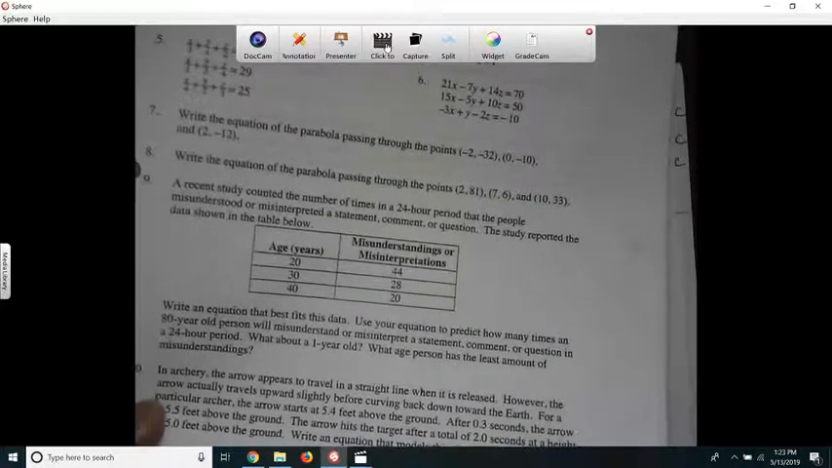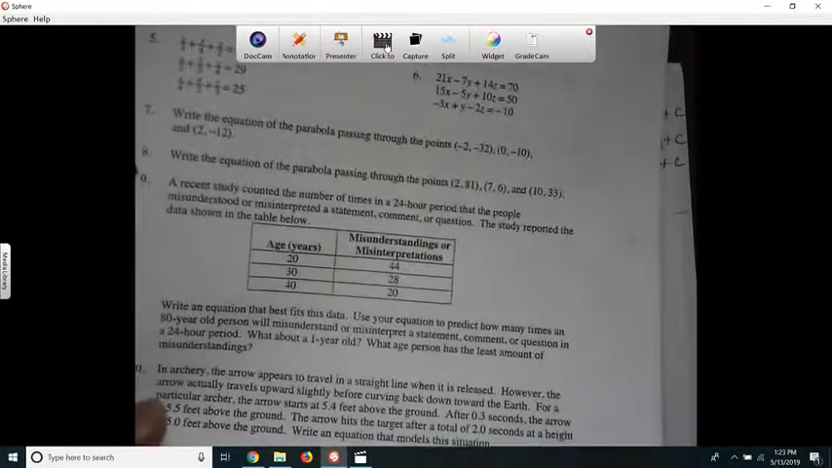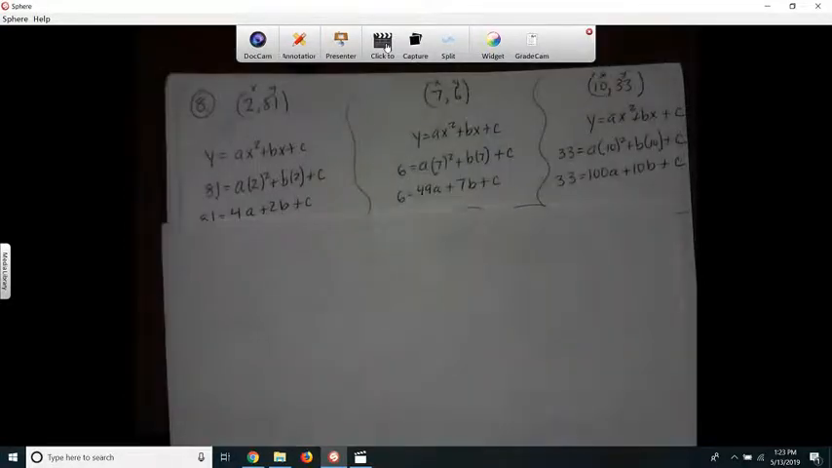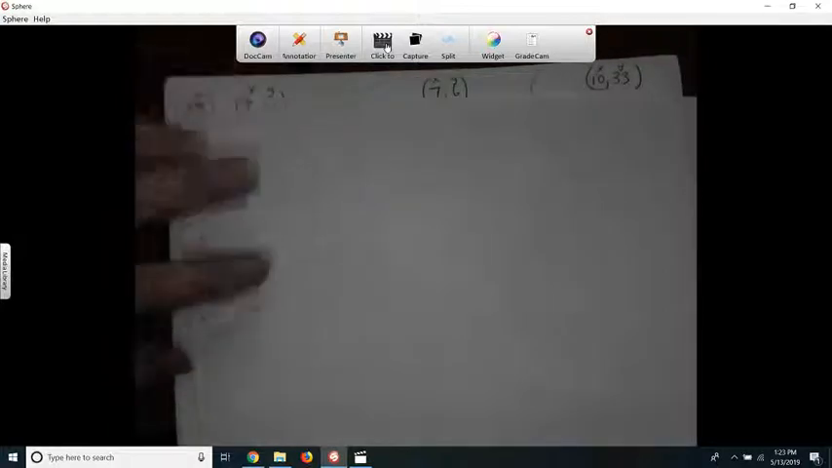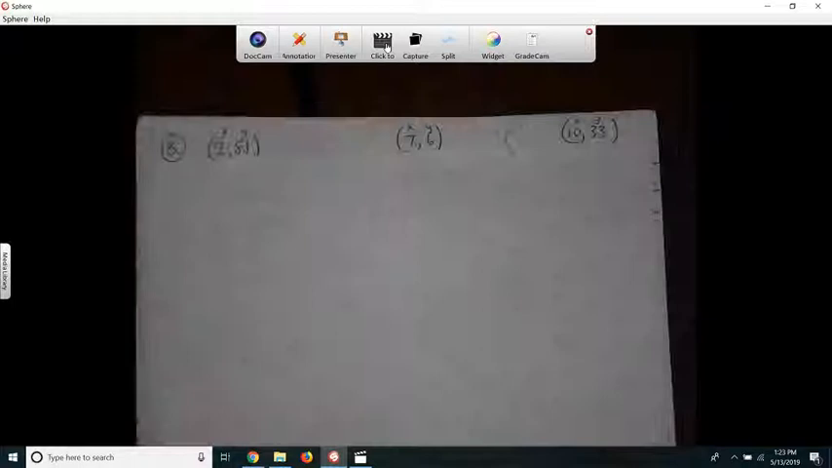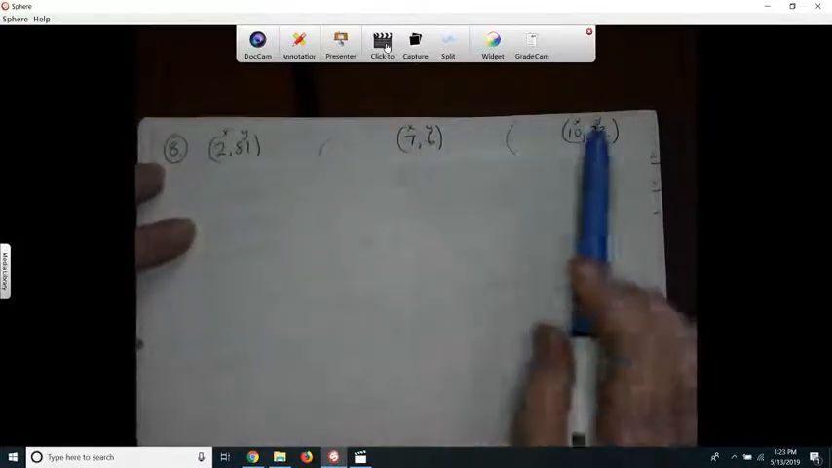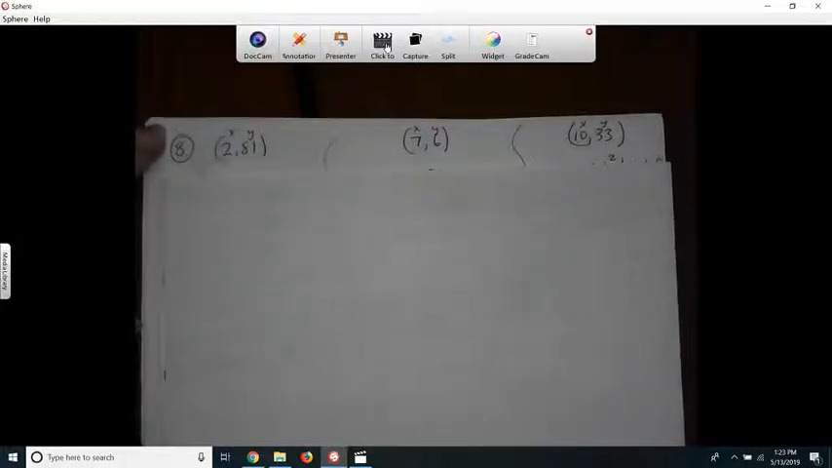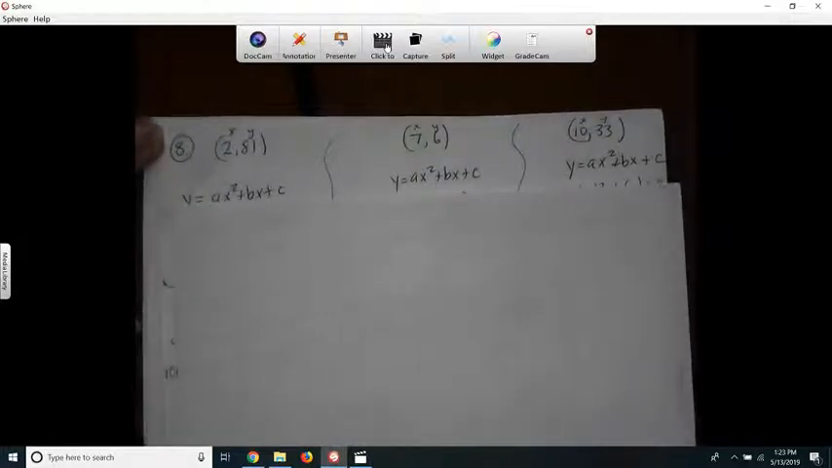So those 3 points are points on a parabola, and what we're going to do is called curve fitting. We're going to curve fit these 3 points. The technique is that each of the 3 ordered pairs is going to yield an equation in standard form. You get that equation by plugging in x and y.